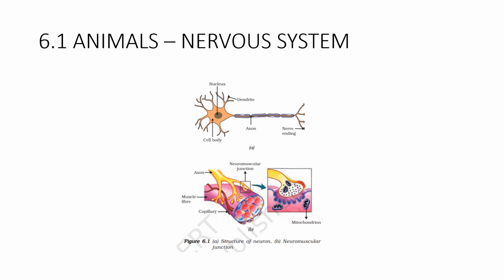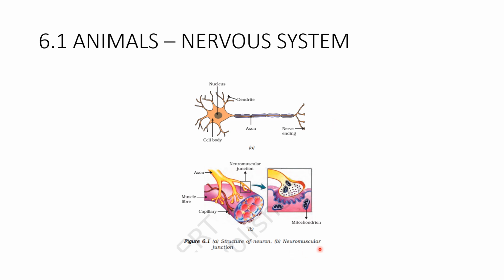So the first topic is animal nervous system, right? In human beings we have neurons. This is the main controlling part, okay? So this is the structure of a neuron. You can see this is the cell body, nucleus, dendrite, axon, nerve endings, right? ये structure कई बार एग्जाम में बनाने के लिए आता है, so you must know this.